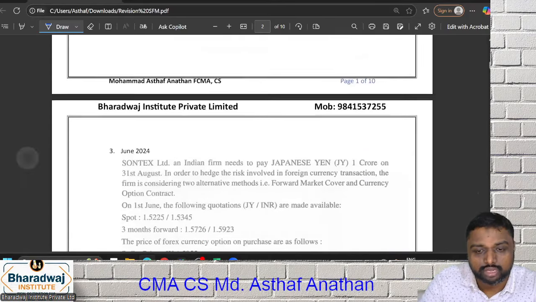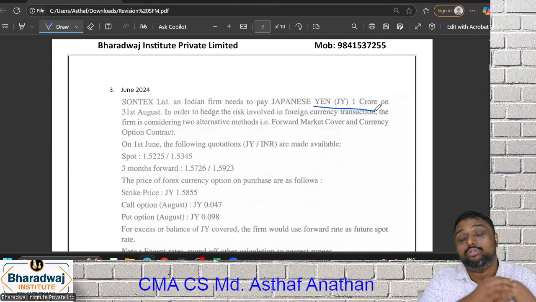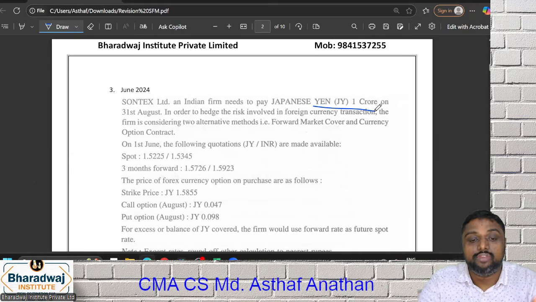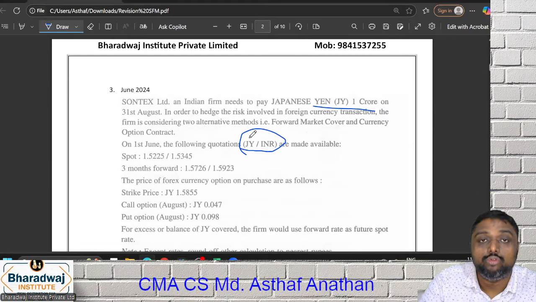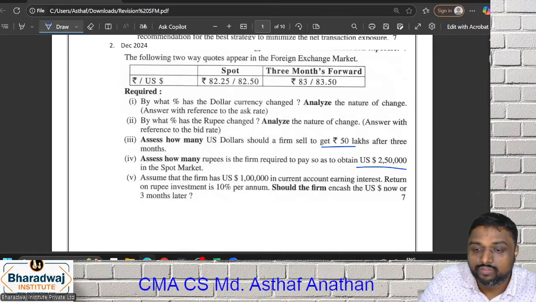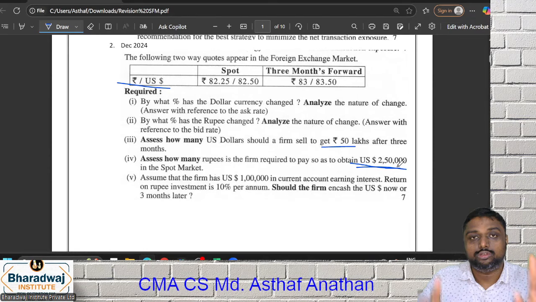Any type of question, we are going to do all of them. Here it is Japanese yen 1 crore. This is all we are going to do today. So for Japanese yen 1 crore, we have to check the yen here. Look here, my dear friend, the yen expression is a numerator, so it is an indirect quote. Here, if you look into US dollar 250, it is rupees per US dollar. Dollar is the denominator here, so it is a direct quote.